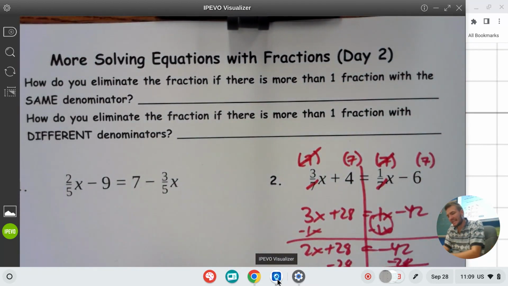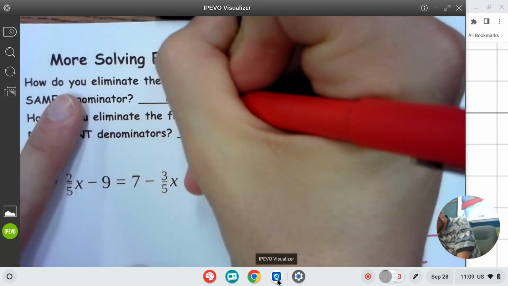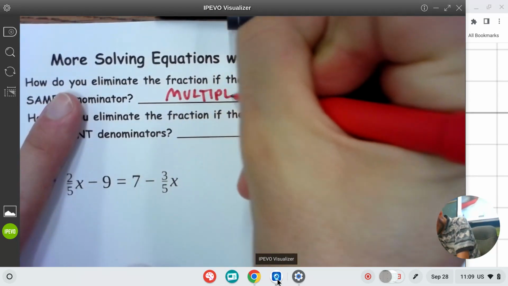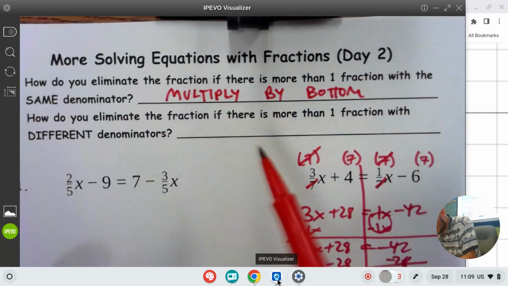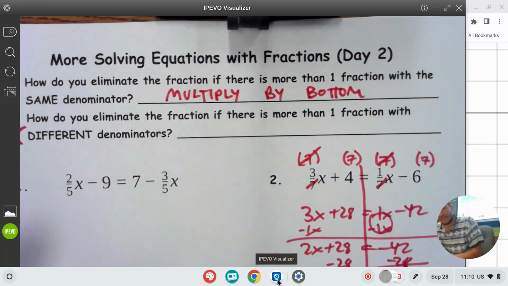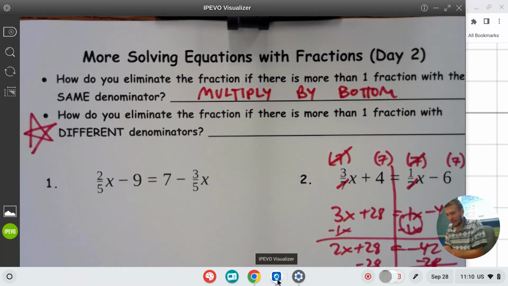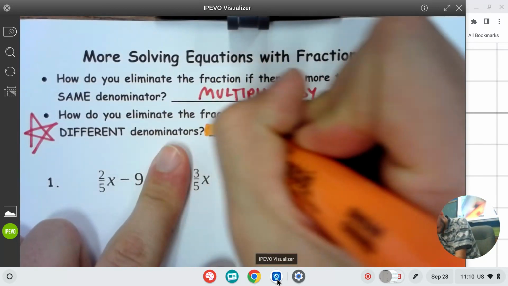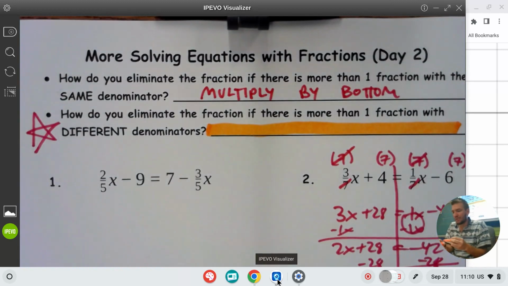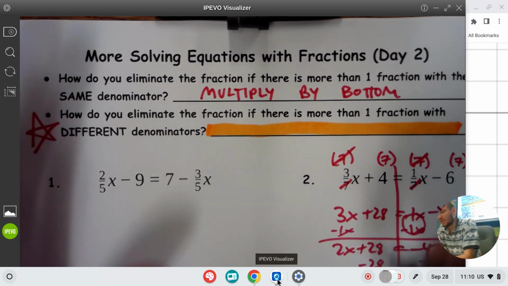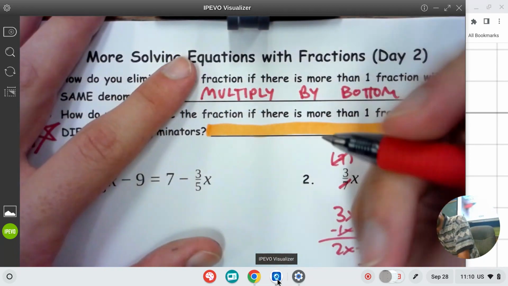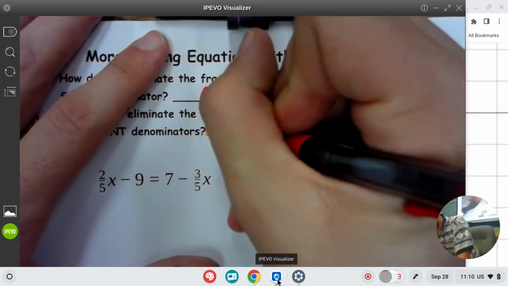When we have the same denominator, it's really easy, just like yesterday: multiply by the bottom. But here's the new stuff. Here's the stuff that we really want to learn, okay? This is it right here. How do you eliminate the fraction if there is more than one fraction with different denominators? If we got different denominators, what are we going to do? We're going to multiply the bottoms together.